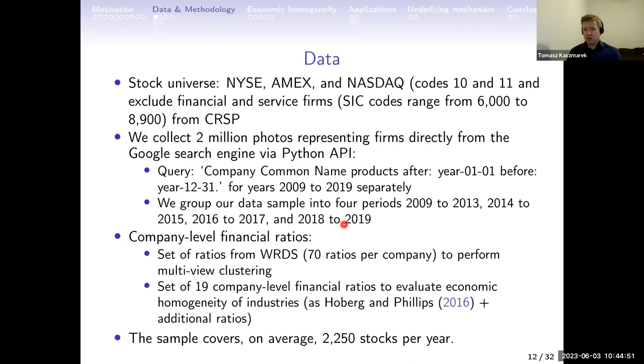We also use in our research two sets of financial ratios. The first one comes from Wharton Research Data Services. These are 70 ratios per company. And the second, to test the results, are 19 company-level financial ratios that were used previously by Kaustia, Atala, and Hoberg and Phillips in their research. So finally, the sample covers around 2,250 stocks per year.